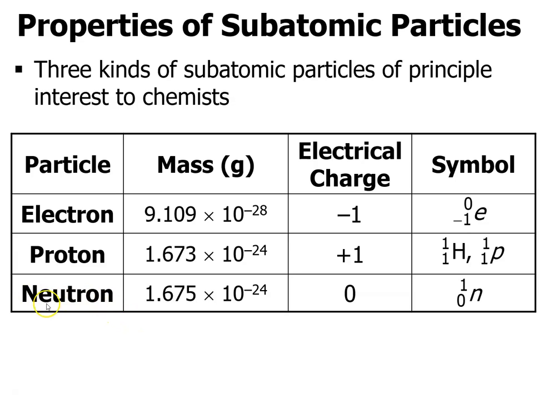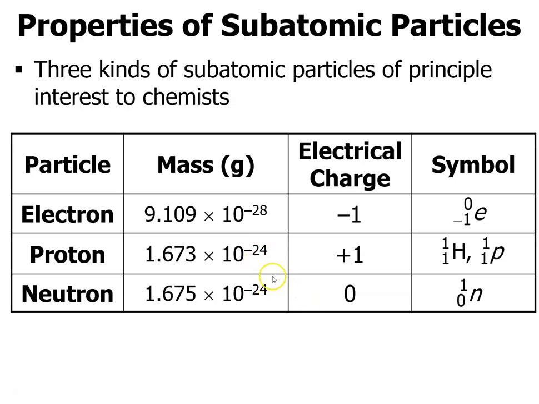A neutron, on the other hand, has a very similar mass. Not exactly the same, but pretty close. And the electrical charge, however, is non-existent. There's no charge on a neutron. So this would be the atomic symbol for this. It would be a 1 for the mass, because it's similar to the proton, which we consider also.